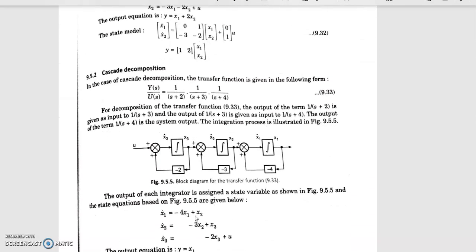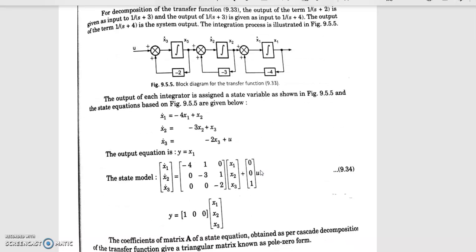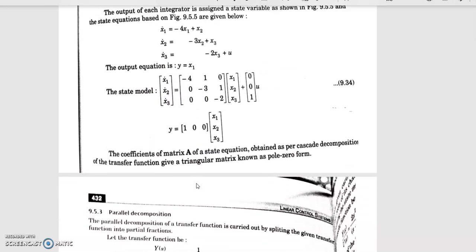Now, similarly, after direct decomposition, we can find out the cascade decomposition. In cascade decomposition, the transfer function can be given in the following form, that means in a cascade form. So we have to operate each individual transfer function, just like the first term started with u, first integral, and concluded with x3, then after the second integral, third integral, and so on. Arrange all these three equations in a state variable matrix form, and then we will find the final matrix 9.34.